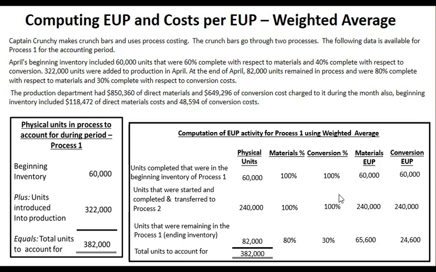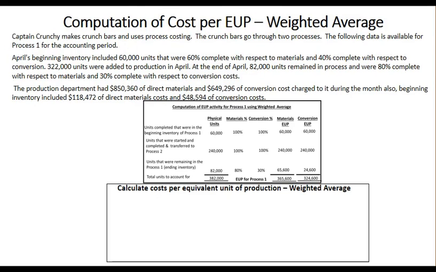Just like the FIFO computation, I'm just going to simply add up my materials EUPs and my conversion EUPs. And now I can see under the weighted average method, I produce 365,600 units of effort, or EUPs, for process 1 for materials, and 324,600 EUPs for conversion.